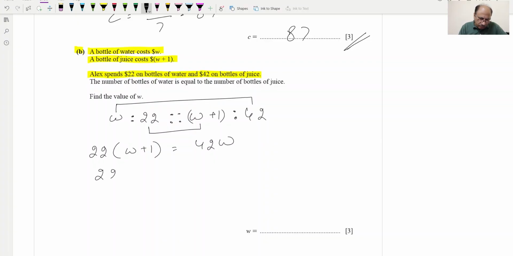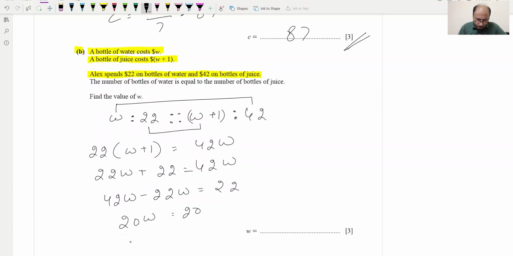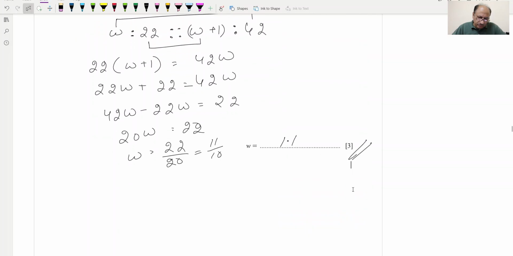Now we can open the bracket. 22W plus 22 is equal to 42W, and this implies 42W minus 22W is equal to 22. So this will be 20W is equal to 22. So W will be equal to 22 over 20, and 22 over 20 we can write as 11 by 10, and that can be written as 1.1. This is a 3 marks question which we are done with.